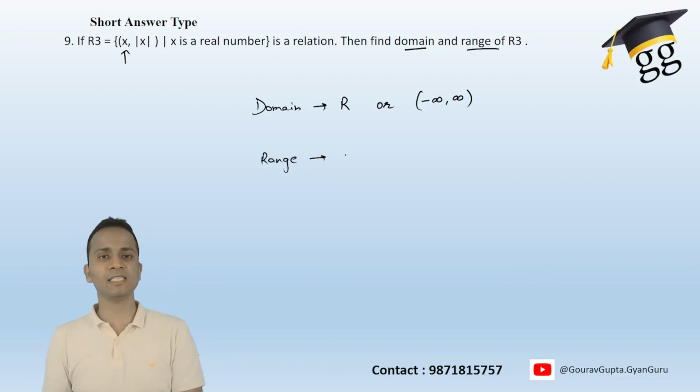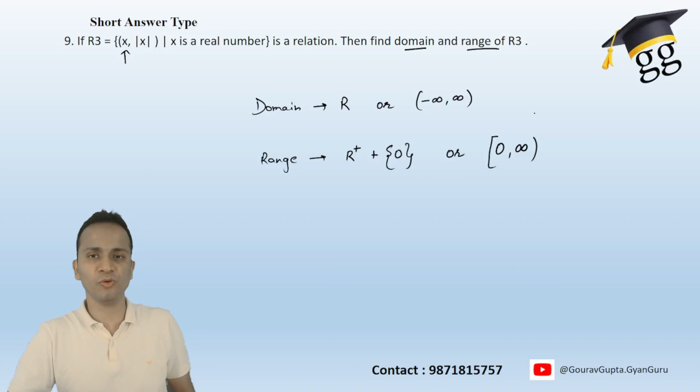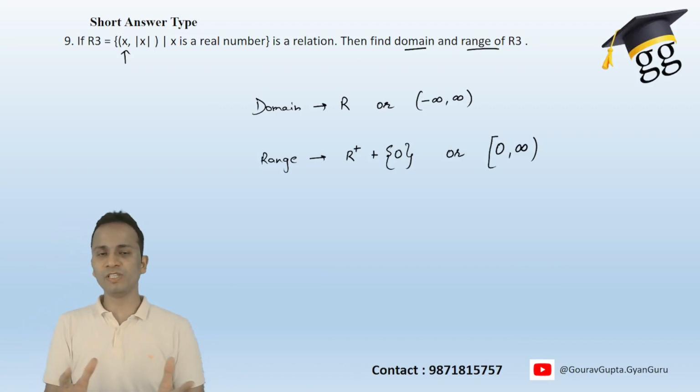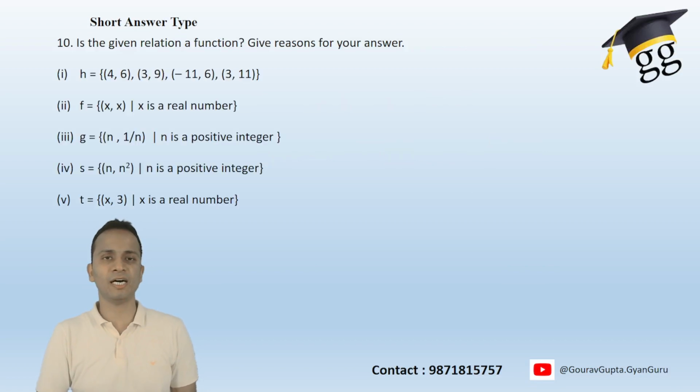So you can say that the range will be the set of all positive real numbers union 0. 0 should be added. Or in other words, you can write it as 0 comma infinity, putting a closed interval for 0 to show that 0 will also be included. You can write it in either of these two ways, both are equally good. So that is the domain and range of the relation R3.